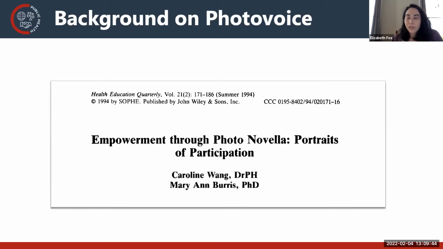The Photovoice project has been used with a number of marginalized communities since the 90s. If you do a Google Scholar search of Photovoice, you'll see a number of different topics that are covered. And that leads to the final theoretical underpinning, which relates to documentary photography.